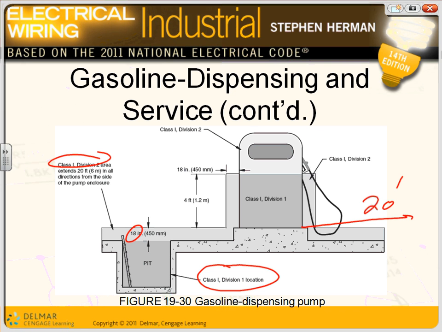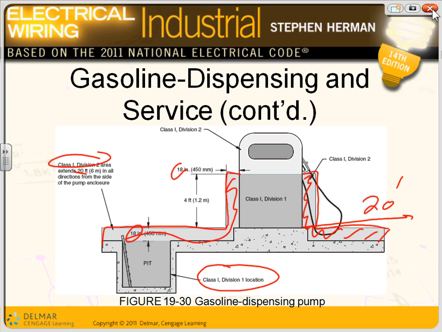18 feet, 18 inches above, 18 feet from the dispensing, from the gas pump is a class 1 div 2. Also 18 inches around the pump itself. I don't know if you guys can see that. That area around the pump, this is your class 1 div 2 location. Who cares? Avoid putting anything electrical in this area altogether.